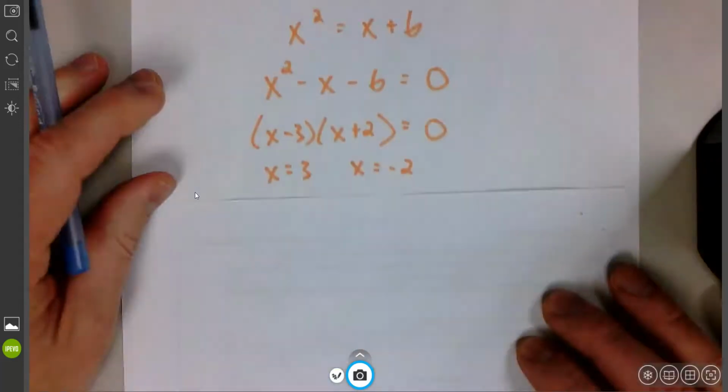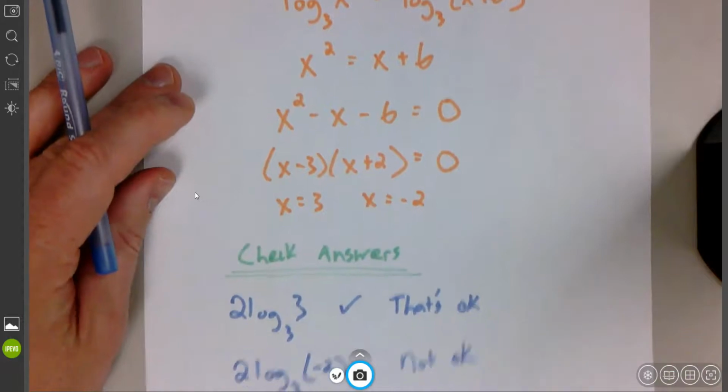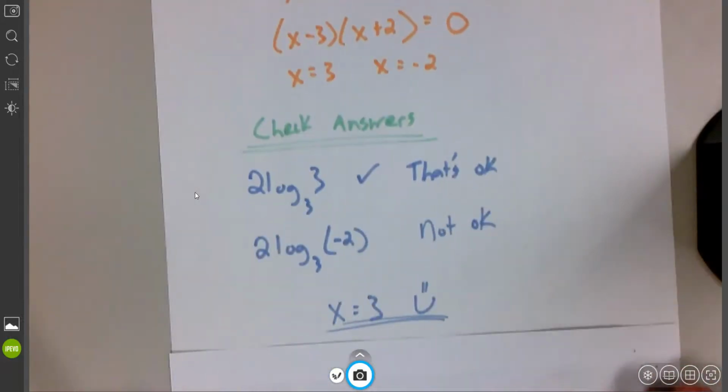So we actually get to throw this one away and say, you know what? 3 is the only answer. Okay, you're not even allowed to plug in a negative 2. It will not work. Okay. Next one.